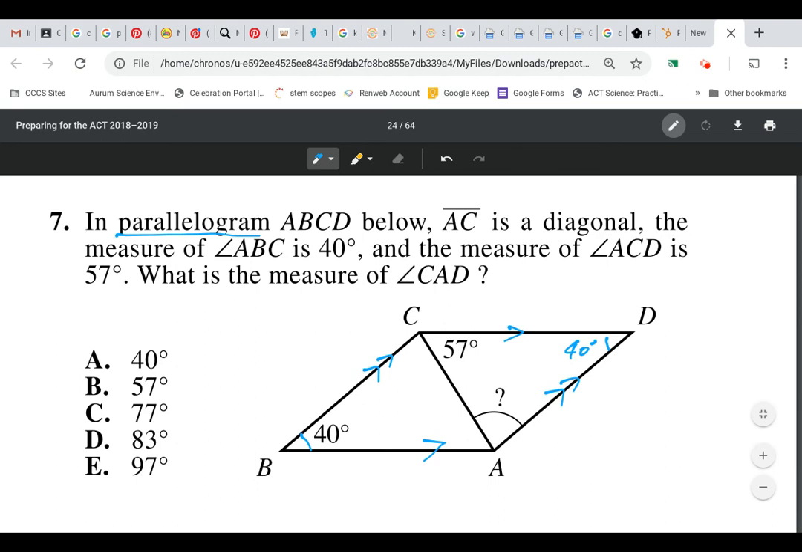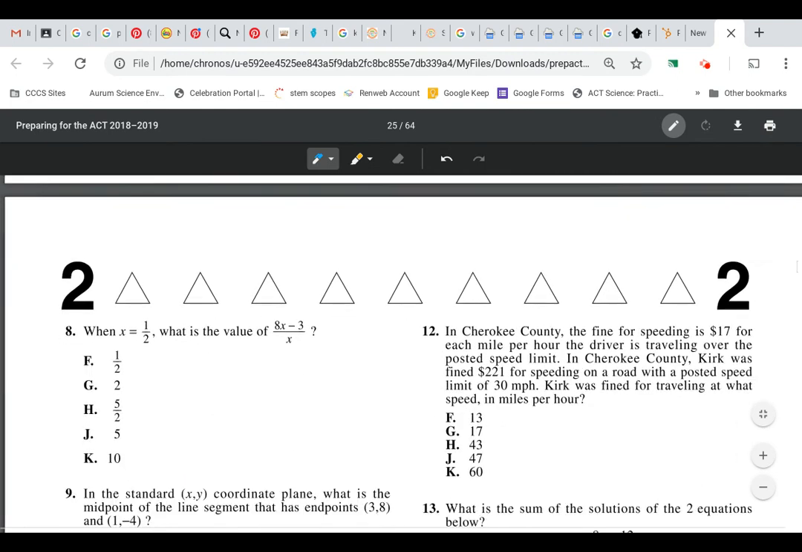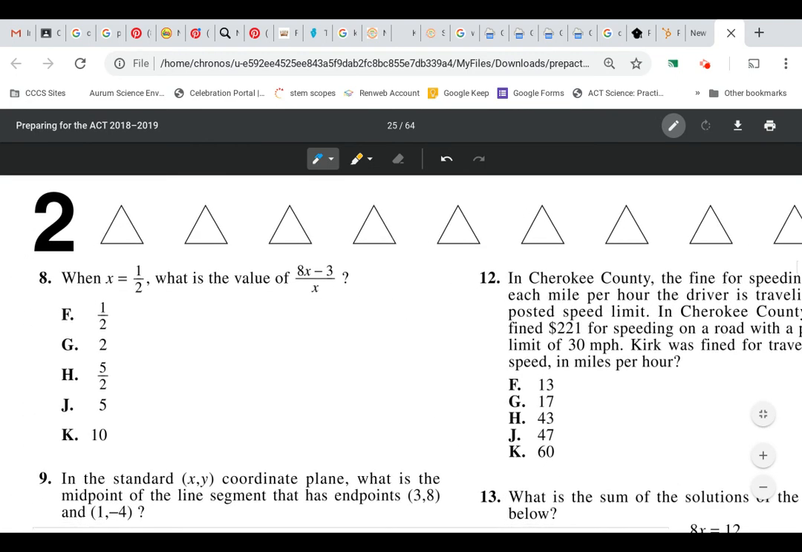So basically, besides the thing I just labeled, everything else is already labeled for you. So I'm looking for the question mark, which is very simple because 57 plus 40 plus X is 180. The sum of all interior angles of a triangle equals 180, and X equals 83. See? Question 7. If you label everything, you can get it for sure. All right, next one, straightforward.